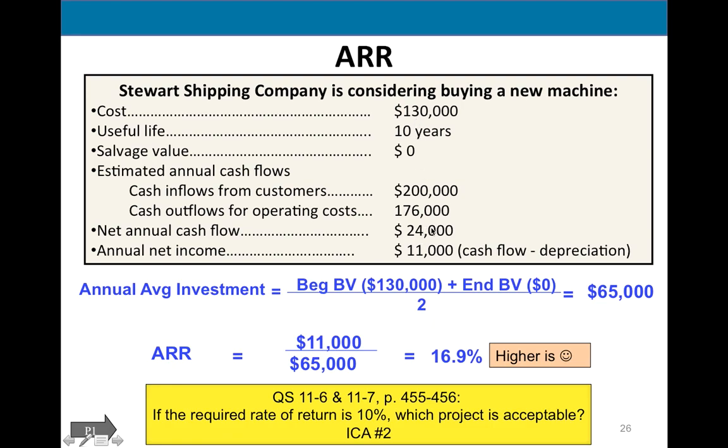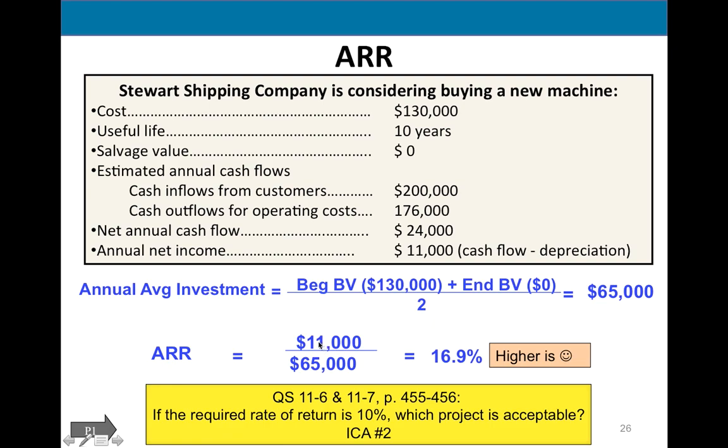My net annual cash flow is 24K minus depreciation. Remember, depreciation is a non-cash expense, right? So I need to subtract it if I want to know net income, but it's not the actual cash outflow, so it's added back in when we need to figure out cash flow. We will actually be doing that in the next and last chapter on the statement of cash flow. So 24,000 minus 13,000 gives you the net income, if it wasn't given, $11,000.